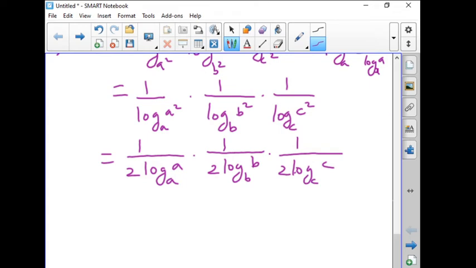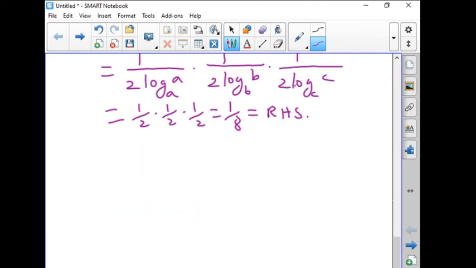Using power rule we write this, and now we know that log a to the base a is 1, log b to the base b is 1, and log c to the base c is 1. So we get 1 by 2 into 1 by 2 into 1 by 2, which is equal to 1 by 8, which is equal to the right hand side.